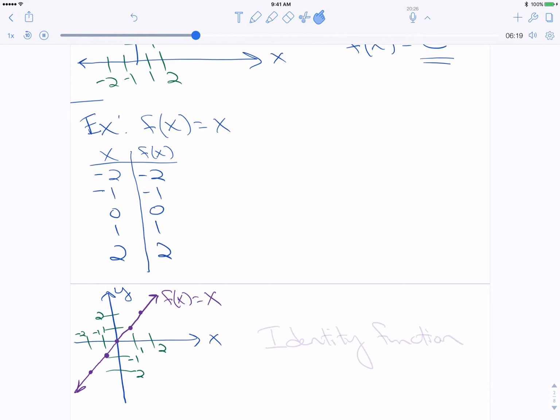That is your identity function, because whatever you put in is exactly what you get back out.